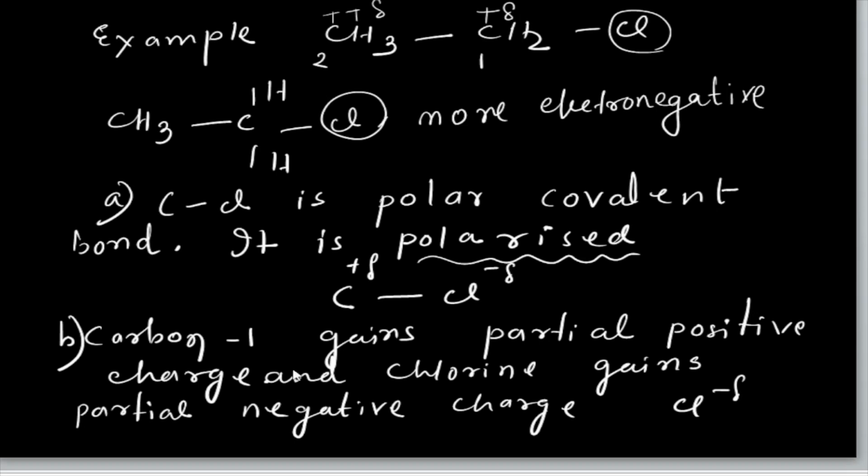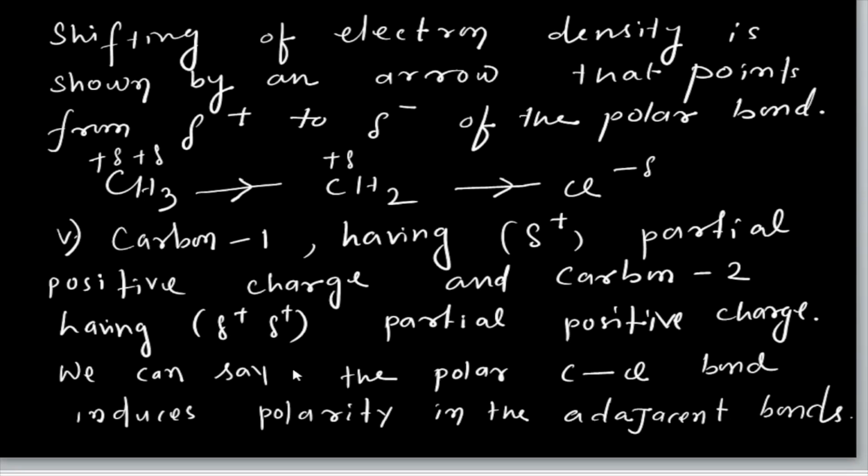Then after that, what happened? The shifting of electron density is shown by an arrow mark. See here, chlorine is here. That means the electron moves from this carbon 1. This is carbon 1 and this is carbon 2.